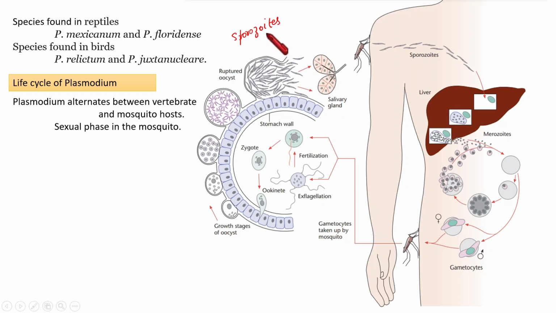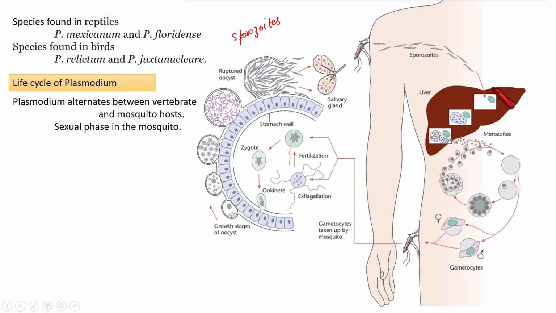These sporozoites are present in the salivary gland of the infected mosquito. When this mosquito bites a human being or a host, along with the anticoagulant saliva, this sporozoite enters the host body, and through the bloodstream it will reach the liver. If the host is sometimes, instead of a human, a bird or lizard, then the sporozoite reaches endothelial cells or macrophages.